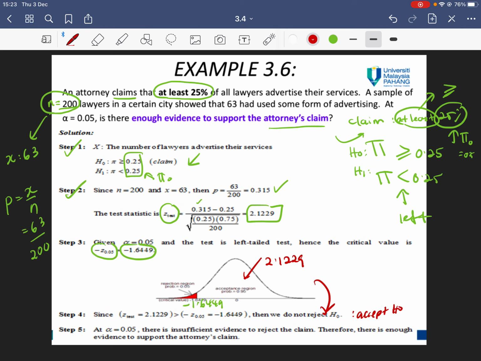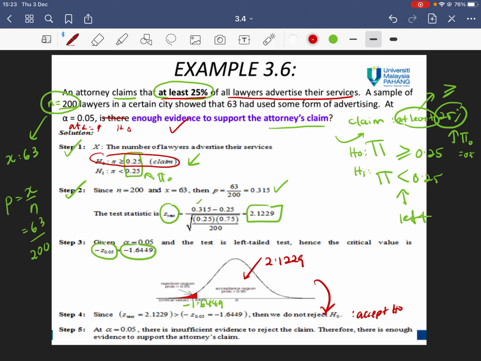So what will happen if you accept H null? You accept the claim. So you have enough evidence to support the attorney's claim. So at alpha 0.05, there is enough evidence to support the attorney's claim that at least 25% of all lawyers advertise their services. So actually, the conclusion you can get from the question.